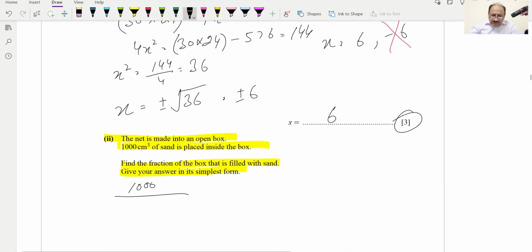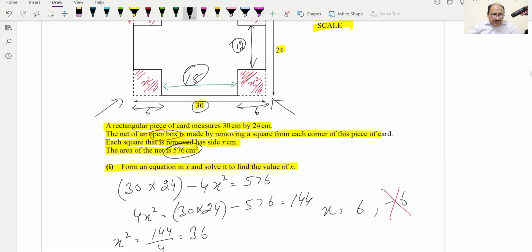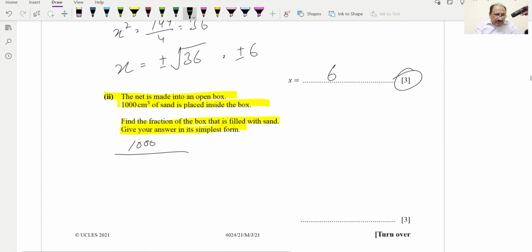Now we have x equal to 6, so this is 6 and this is also 6. So from 30 we subtracted 6 plus 6, which is 12. So 30 minus 12 will be 18, and similarly 24 minus 12 will be 12. So this side will be 12, and this is the inner side of this box. So we will write here 18 multiplied by 12 and multiplied by height, which is 6.